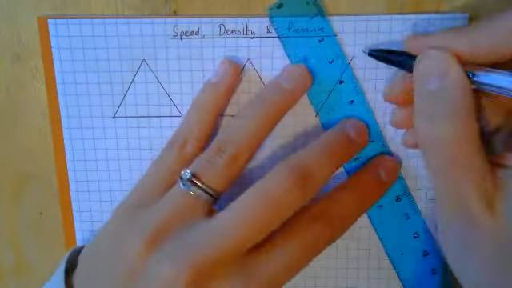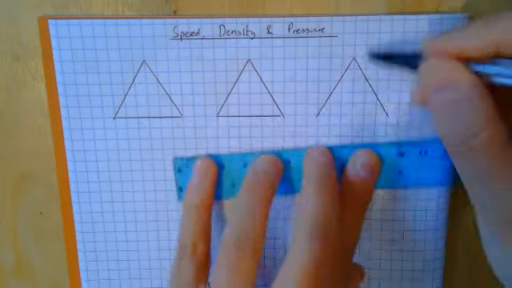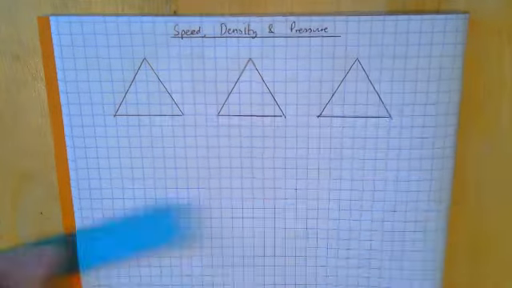Trying to make these 3 triangles the same size without measuring or counting. Has that worked? Who knows? Maybe. Right.